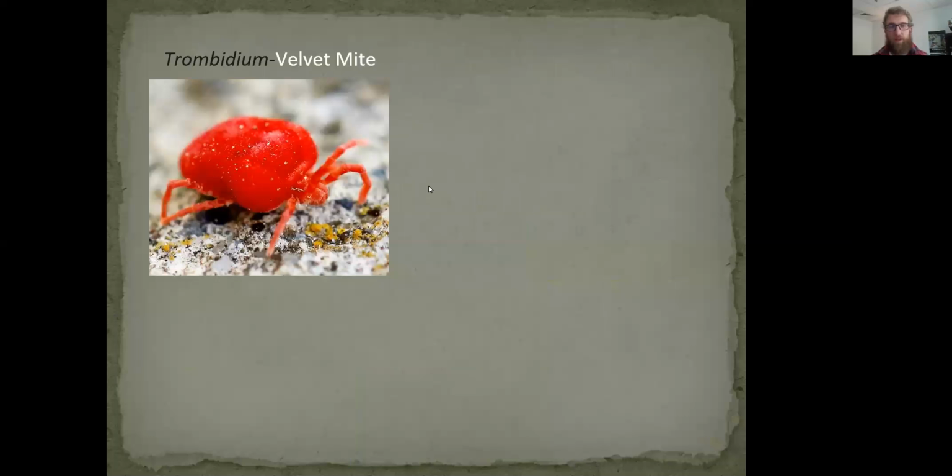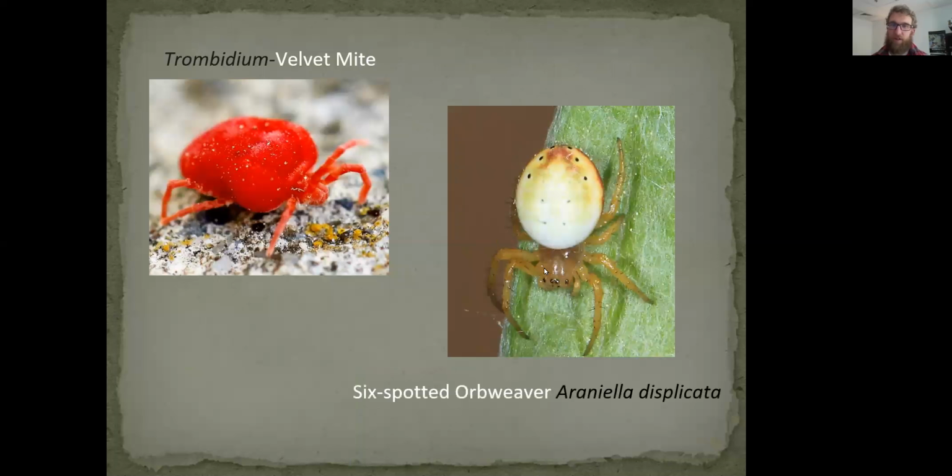All right, so a few of the ones that have been submitted: Trombidium, velvet mite, another huge genus. So they all look about like this. Pretty common in leaf litter and stuff. The 6-spotted orb weaver is one of the common spiders. It gets its name from those 6 spots. It's one of the web spinners, the ones that actually spin webs.